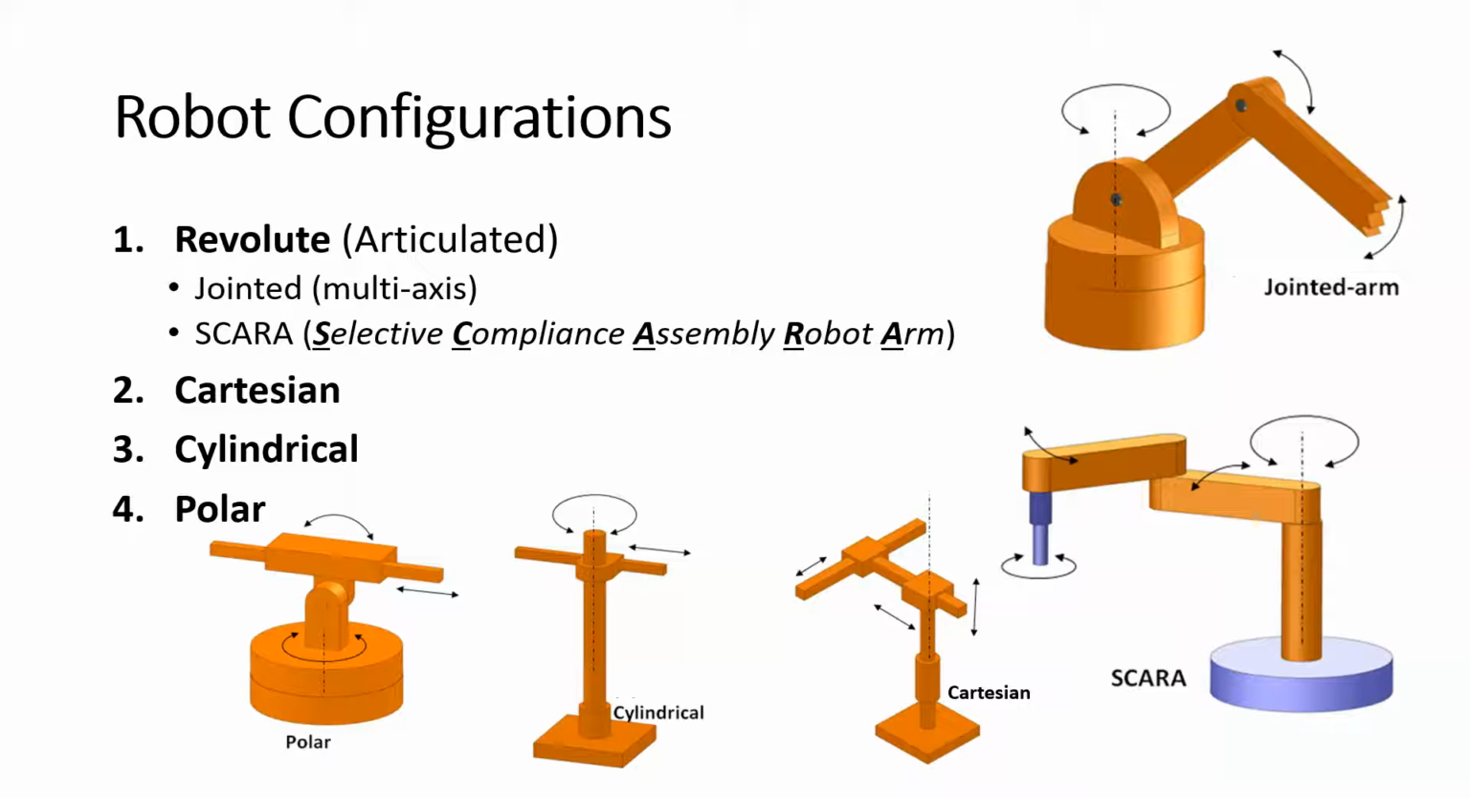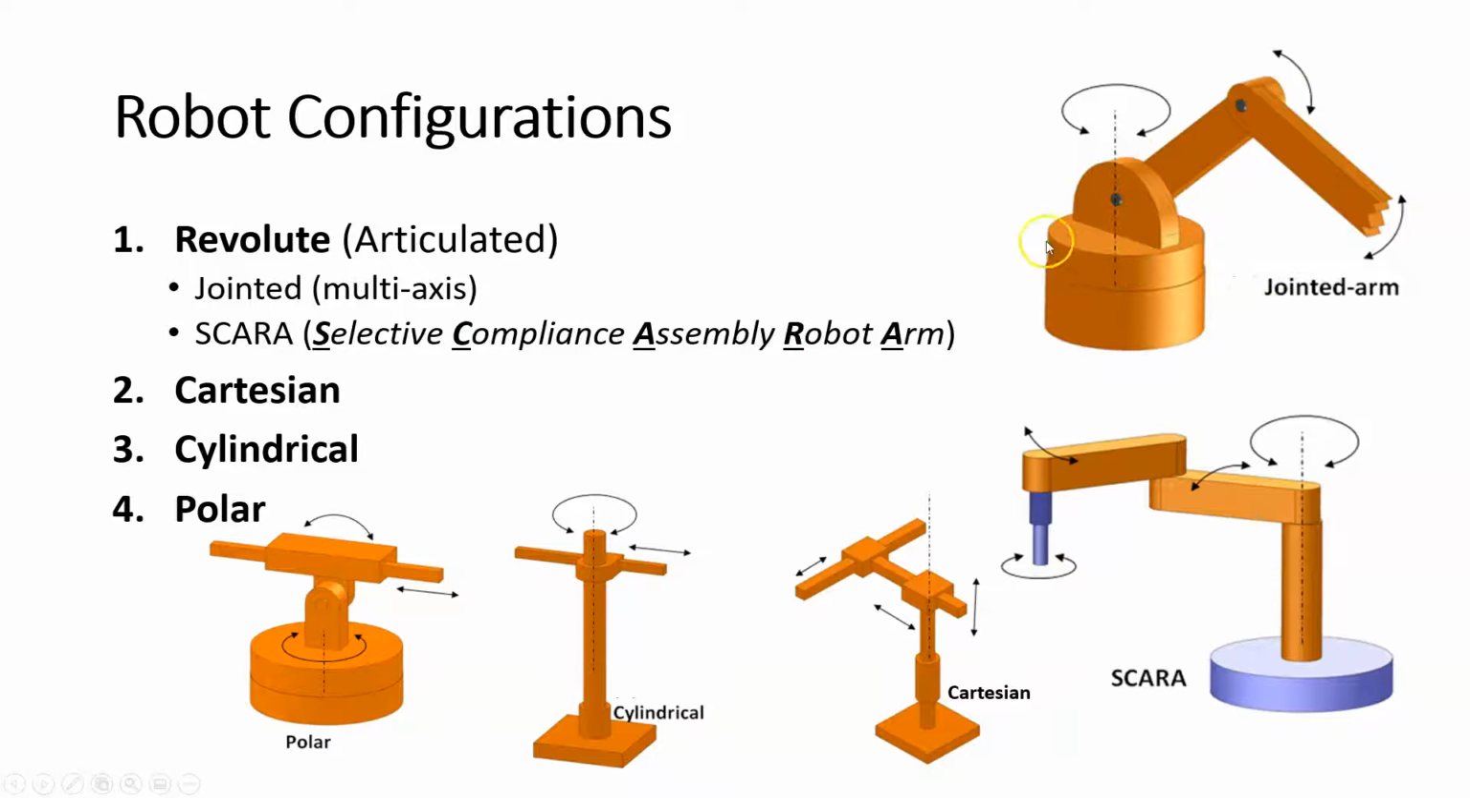All right, so let's talk about different robot configurations. There's many different styles of robots, ways that we can shape our robots to achieve specific aims, right? So the first one up here is called a revolute or articulated robot. Okay, we can have a jointed multi-axis robot here. This is an example of a jointed or multi-axis robot.